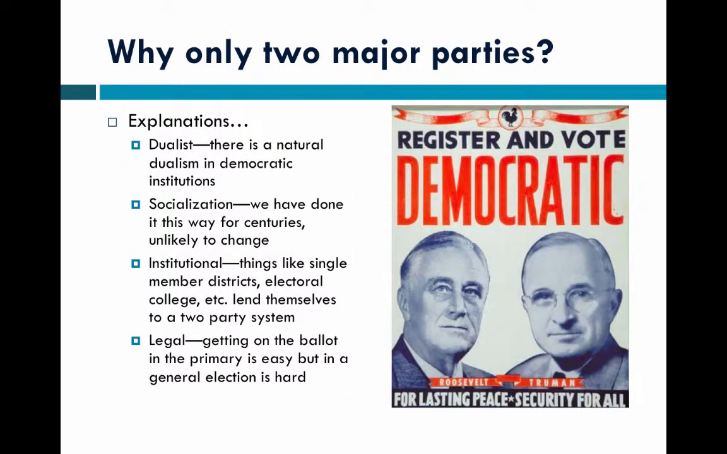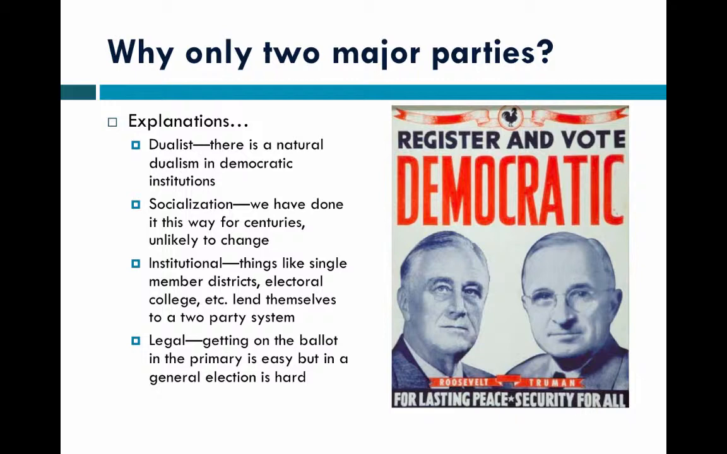So why only two major parties? Well, first, there are several explanations that are sometimes given. Some of them have been tested, and it's hard to test for others. So we'll go along and talk about that as we go through. First, there is a dualist idea that there's a natural dualism in democratic institutions. You're either voting for someone or against someone, and so therefore it makes sense that there are only two. That doesn't make a whole lot of sense considering the myriad of countries that have more than two parties and have democratic features. So this dualist explanation right out of the gate seems somewhat implausible.